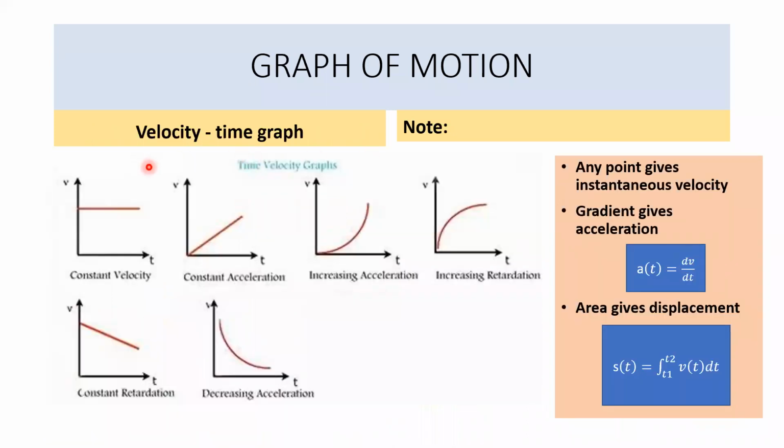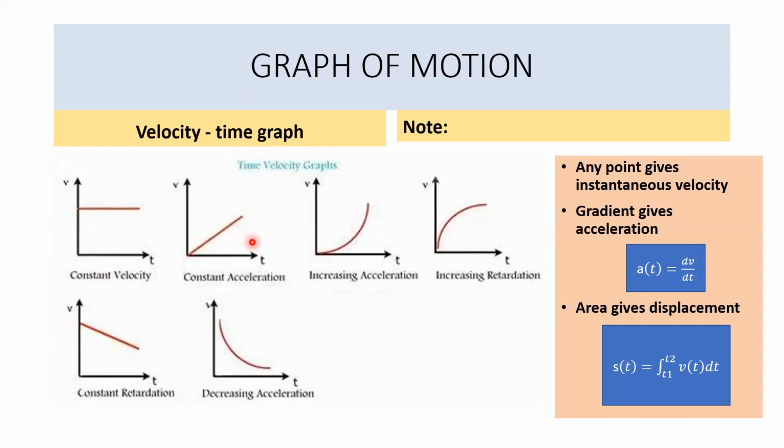The second graph is the velocity versus time graph. There are several velocity versus time graphs. The first graph is constant velocity. You can see the value of velocity is constant at any instant of time, so we can say it is constant velocity. If the velocity is constant, then the acceleration is 0. So there is no acceleration for this graph.